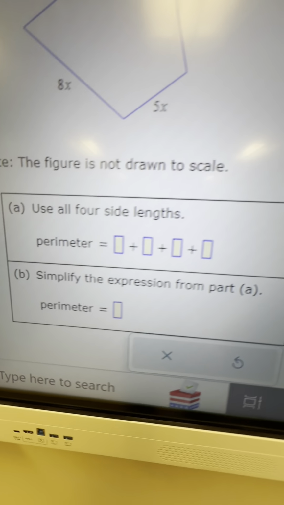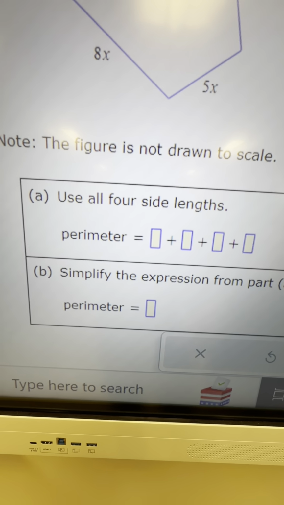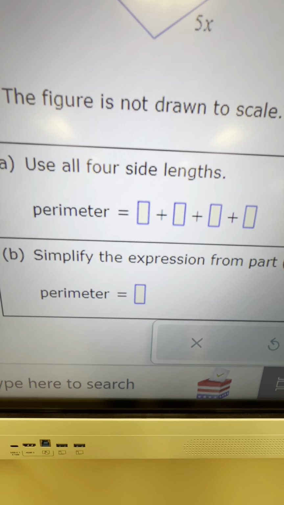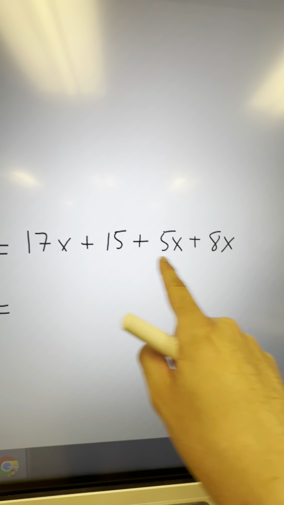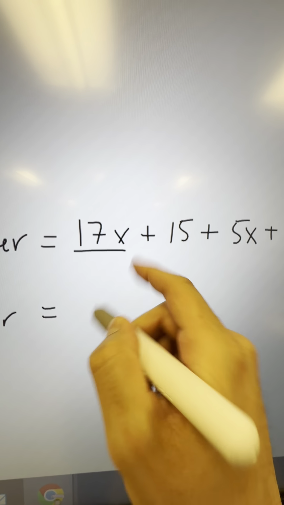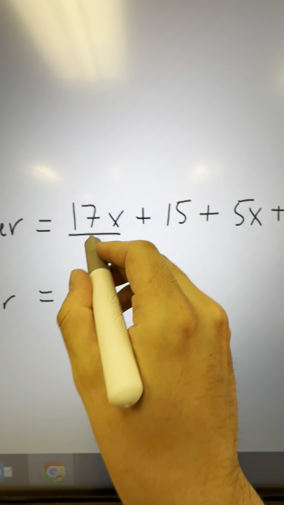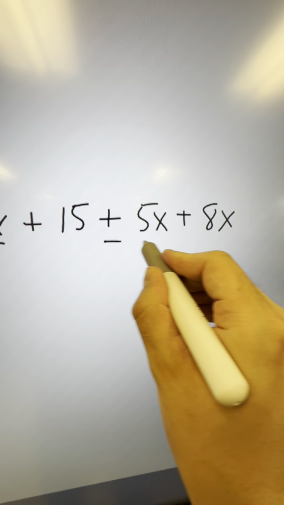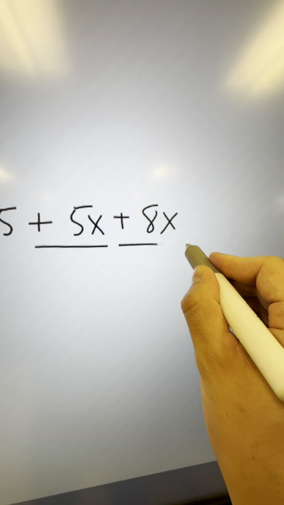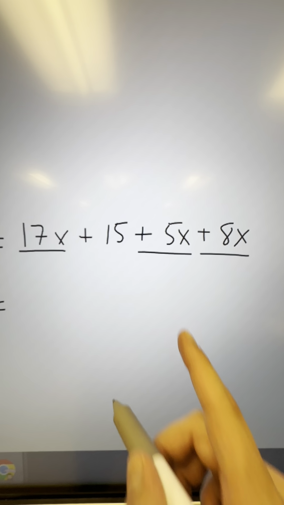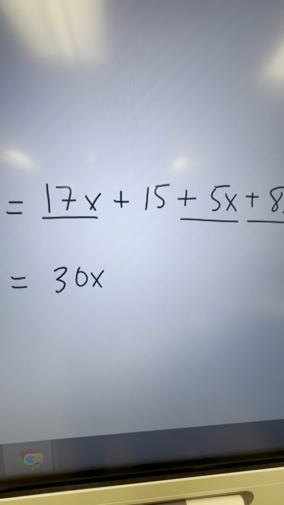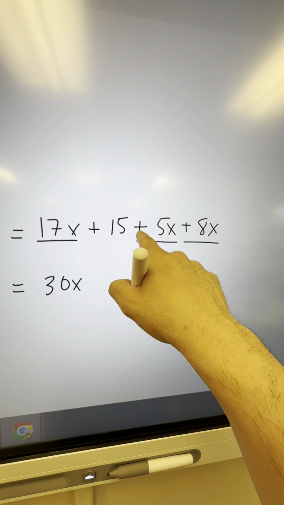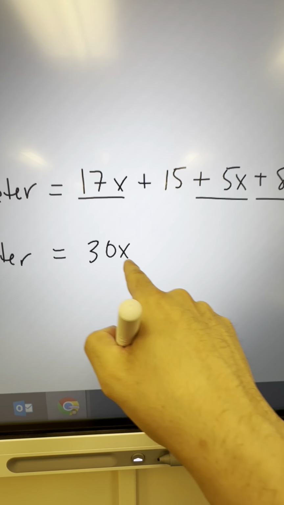And now part B is what we're working on this week, which is simplifying expressions by combining like terms. So looking at the expression you wrote in part A, they want you to simplify it. How do we simplify it? Look for the like terms. Like terms have to have identical variables. So we have a 17x, a plus 5x, and a plus 8x. To simplify this expression, we just have to add these three terms together. And when I add 17x plus 5x plus 8x, we get 30x.